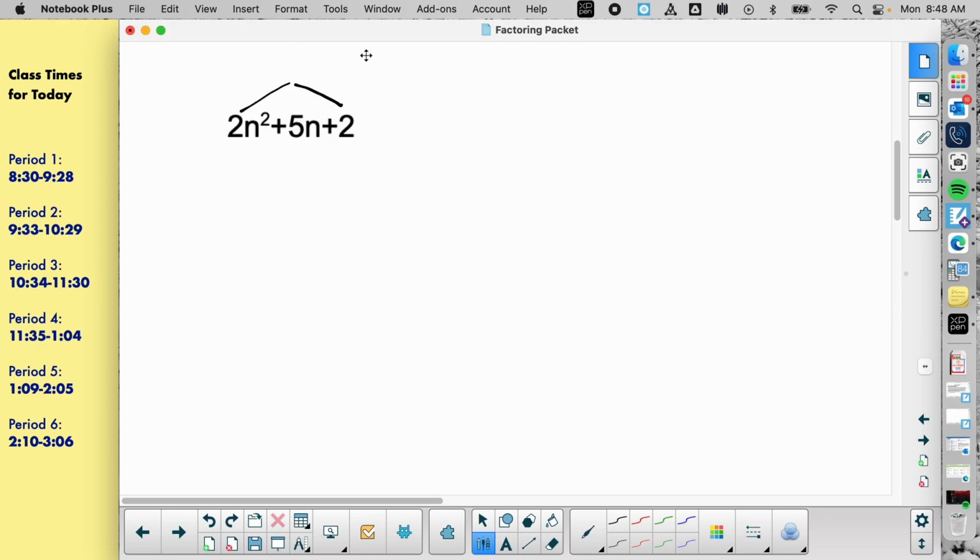I've got 2n squared times 2, so 4n squared. So off next to the problem, I'm going to look for the factors of positive 4 that are going to add up to positive 5. And you might already know them in your head. That's fine. So we've got 1 and 4.